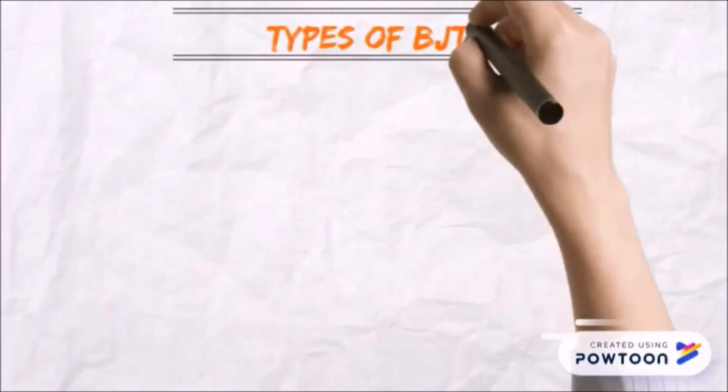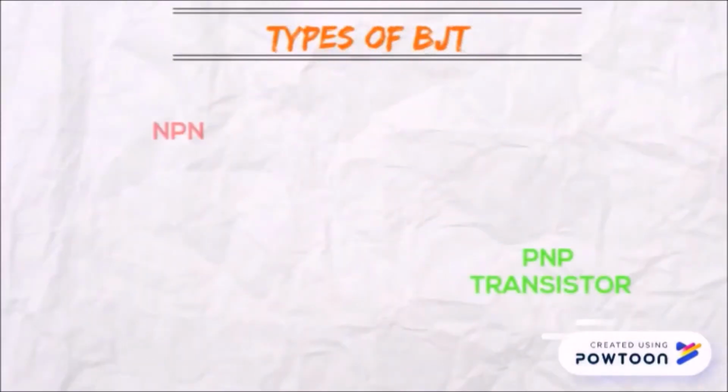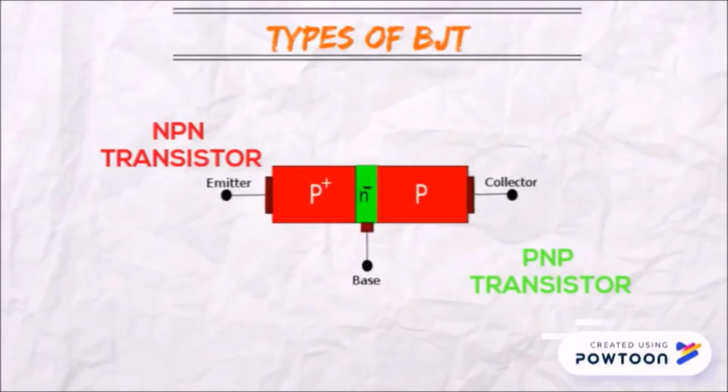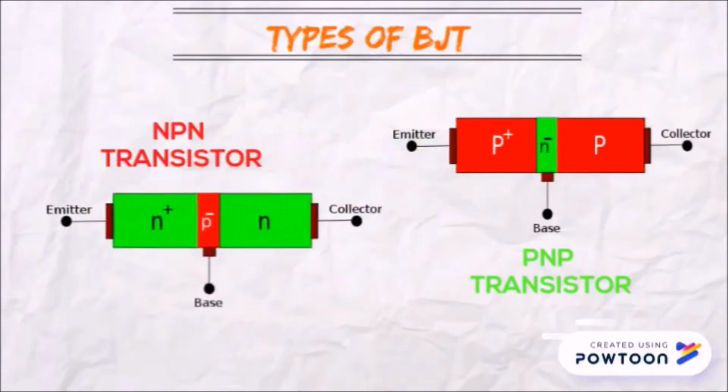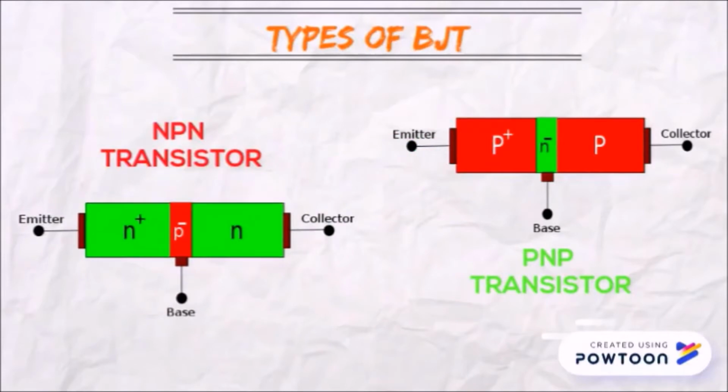There are two types of BJT known as PNP and NPN transistor. A PNP transistor is a semiconductor piece in which an N region is sandwiched between two P regions, while for an NPN transistor, the positively charged P region is sandwiched between two negatively charged N regions.